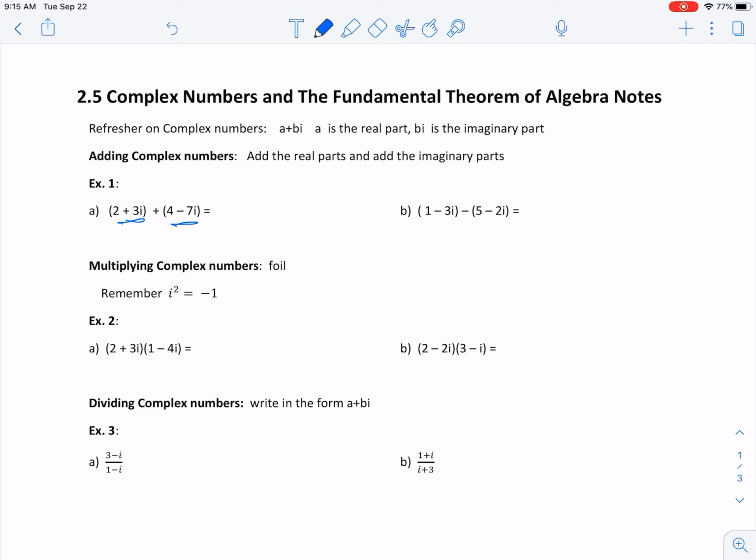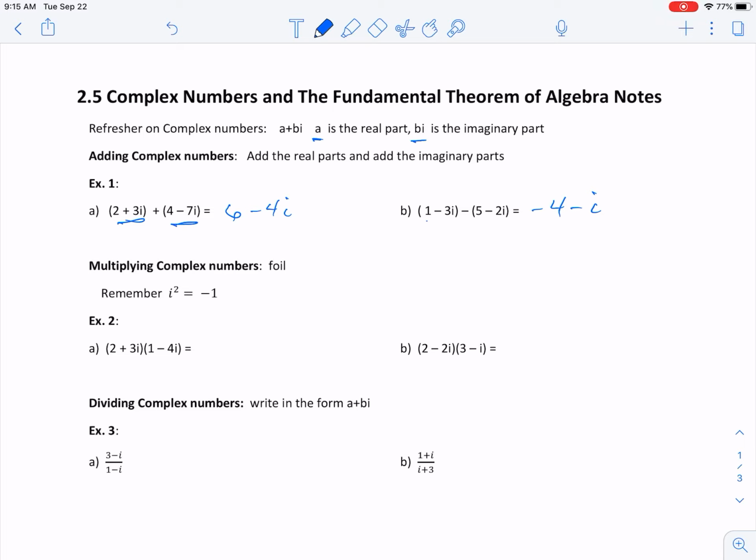They're imaginary. You have the real part is a, the imaginary part is the i. You add your real parts together, so 2 and 4 gives you 6. You add your imaginary, 3i minus 7i is negative 4i. That's all there is to it. If you subtract, you do the same thing. 1 minus 5 is negative 4. Negative 3 minus a negative 2 is negative i.